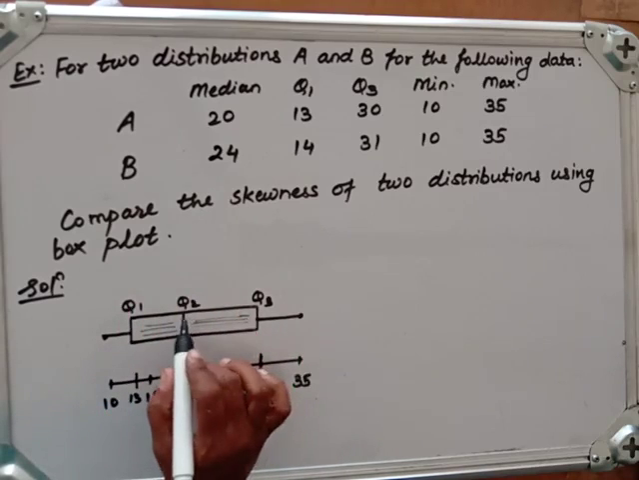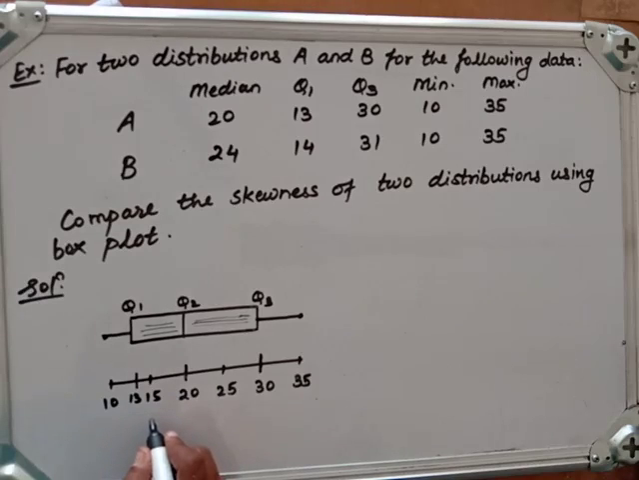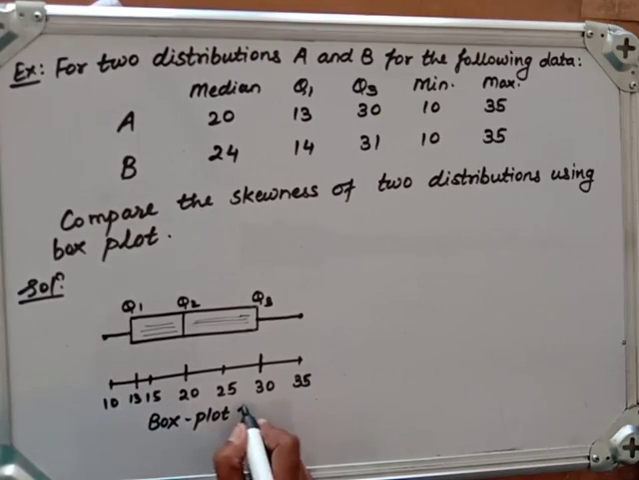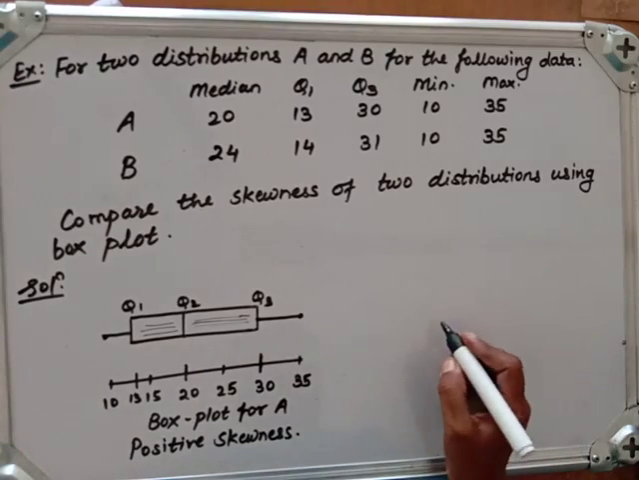Median, according to the difference we will see. Here we can say this is a box plot for A, and here it shows positive skewness. Positive skewness. Okay. Now similarly let us see for B.